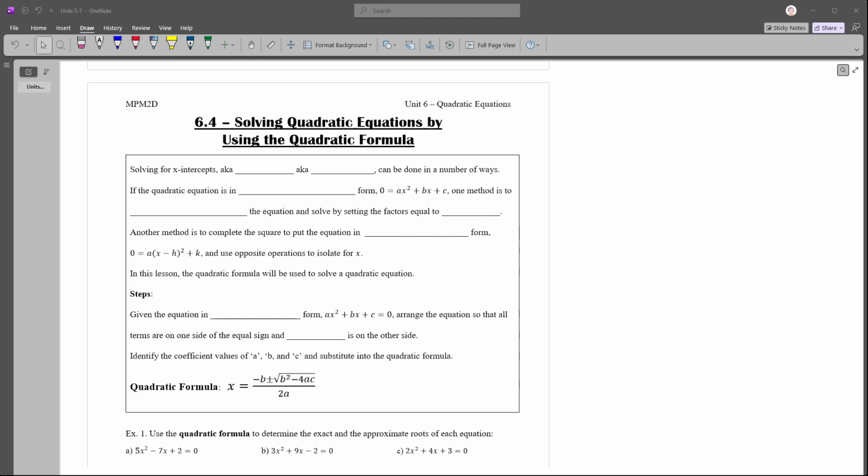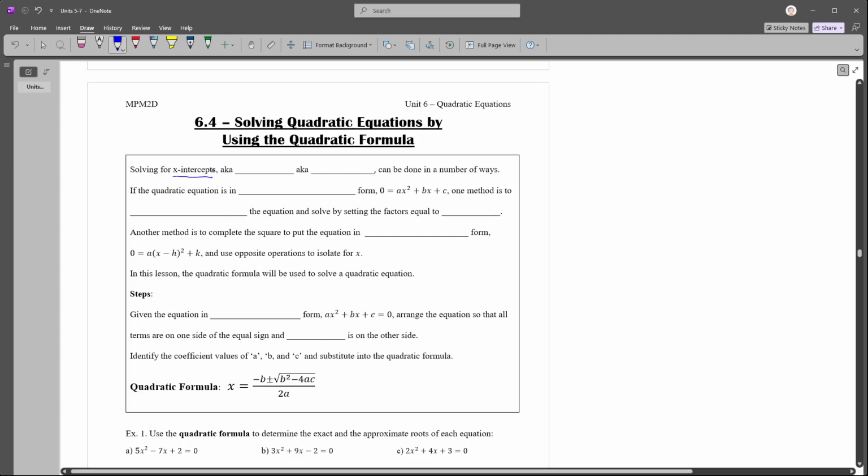All right, let's get right into it. So in the previous lesson, we learned how to solve quadratic equations using factoring. This allowed us to calculate what we know, of course, as the x-intercepts. Now, x-intercepts go by a lot of different names, so let's cover a few of them.